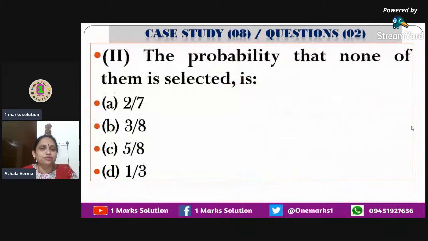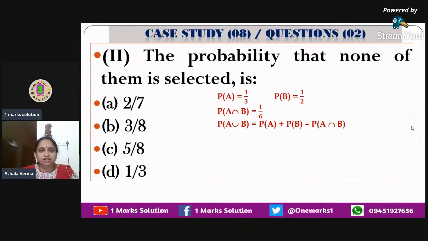Now let us move to the next question. The probability that none of them is selected. Now we need to find the probability that both of them are not selected. Probability of A is 1/3, probability of B is 1/2, and the intersection was 1/6, which we calculated earlier. First we need to find the probability that at least one is selected, that is P of A union B, given by the formula P of A plus P of B minus P of A intersection B. Put all the values and it simplifies to 2/3.